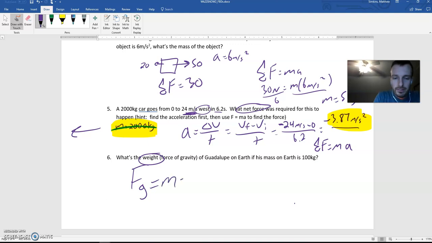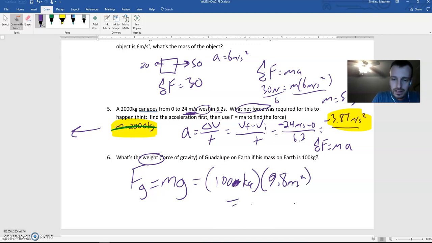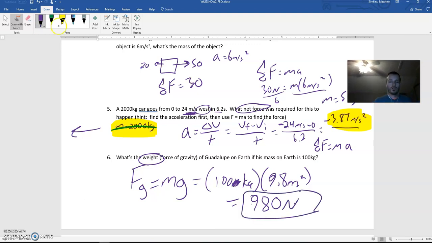Well, Fg is mg. If you go to your equation sheet, look at the chapter 4 section, and all you have to do is take its mass. Oops, sorry, that would be a big boy right there. 100 kilograms times 9.8 meters per second squared, and it turns out that his force of gravity would be 980 newtons. All right, so that's how much Guadalupe would weigh.